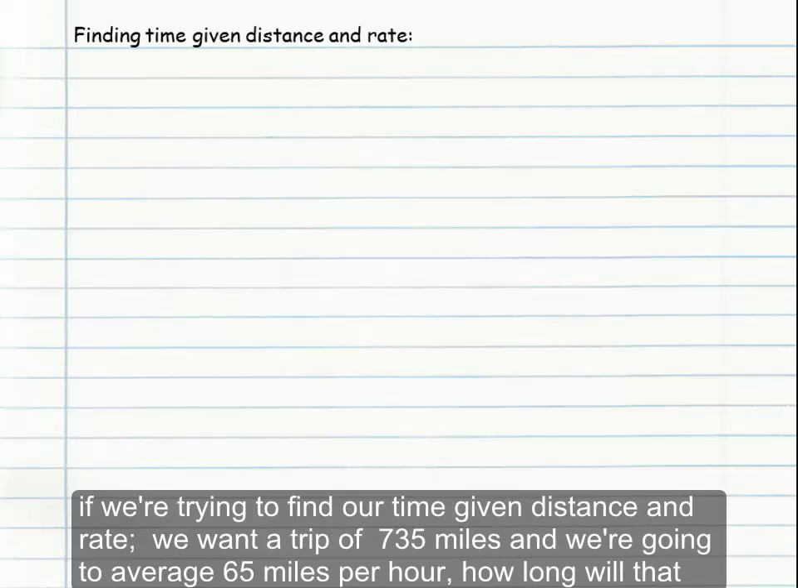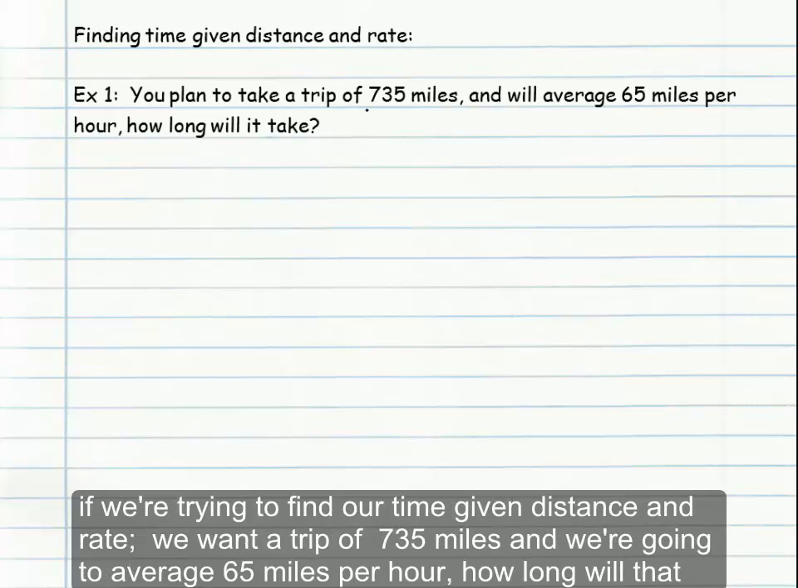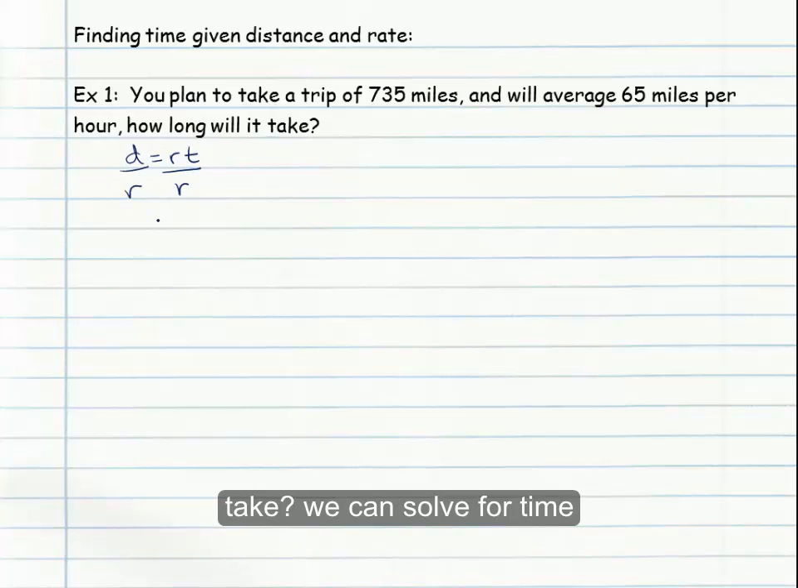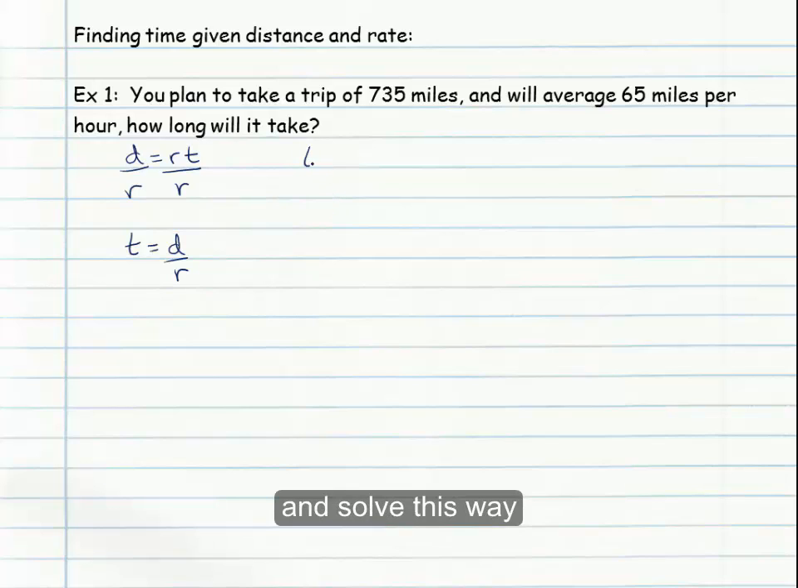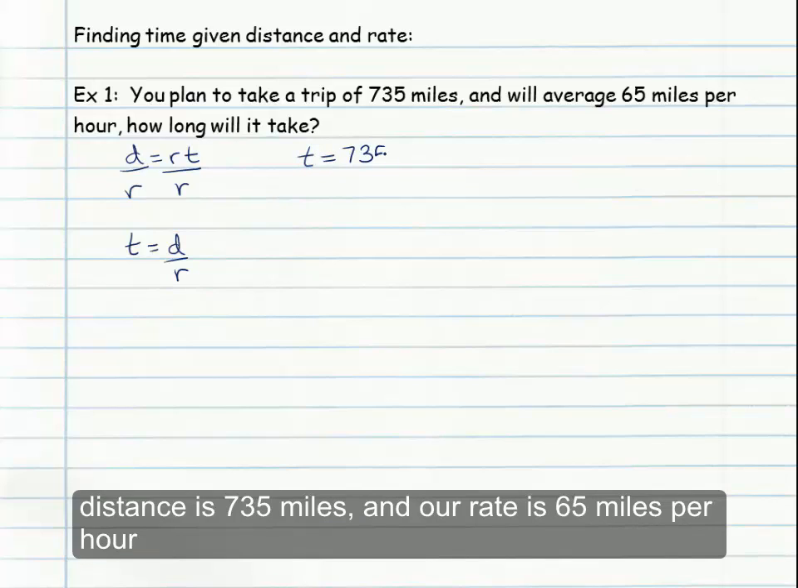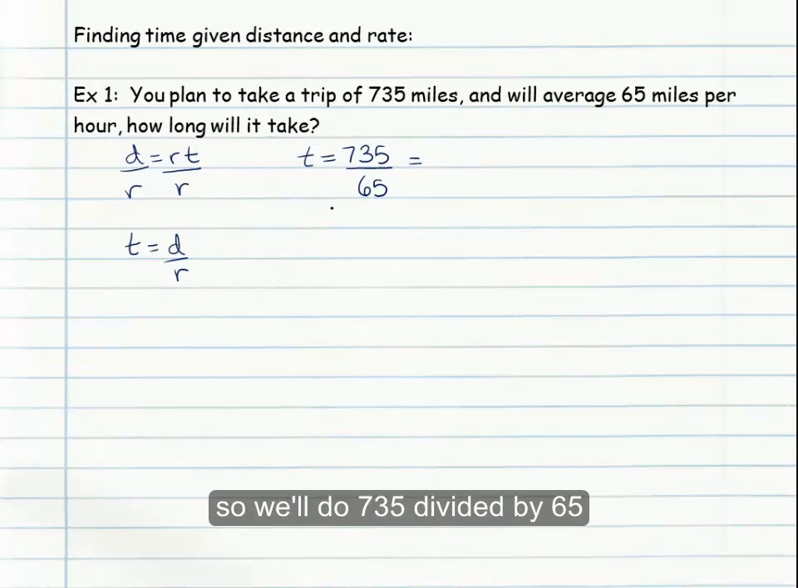If we are trying to find our time given distance and rate, we want to take a trip of 735 miles and we're going to average 65 miles per hour. How long will that take? We can solve for time and get that time is equal to distance divided by rate, and solve this way. Distance is 735 miles and our rate is 65 miles per hour. So we'll do 735 divided by 65 and we will have 11.31 hours.